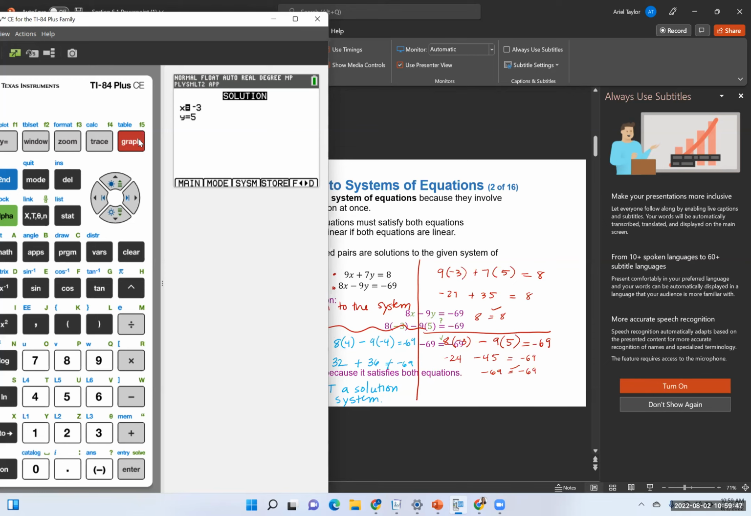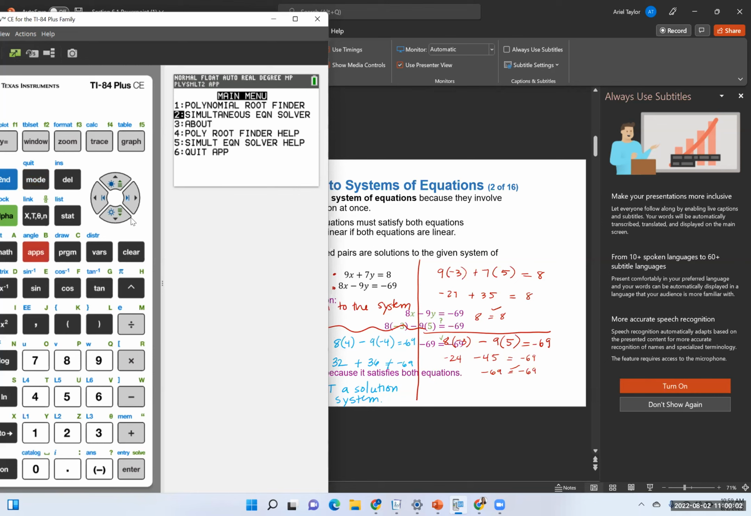I love it. What did you say? How did you get to that first page where you put in the solutions? I was trying to catch up. I'm sorry. Okay, so let's just do it all over again. Second quit. So if I go to apps, and I choose the polynomial simultaneous solver, I get to this main menu screen. Do you have that? Yes. Okay, from your main menu screen, the second option should be simultaneous equation solver. Yeah, I clicked on that one.